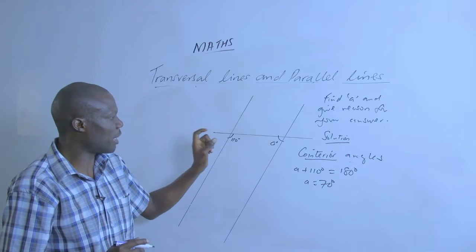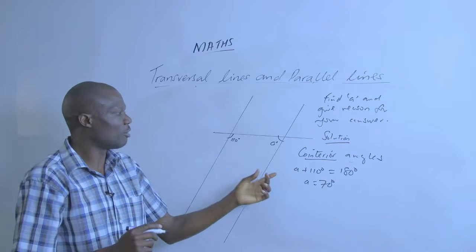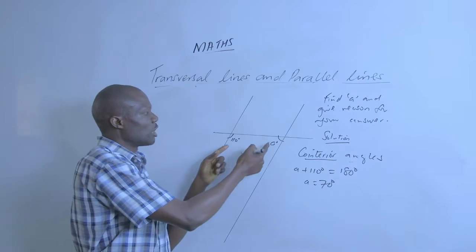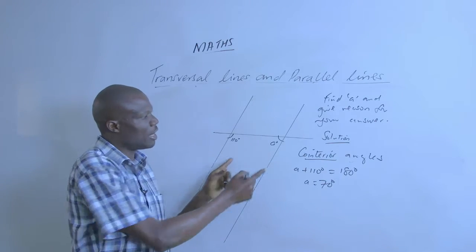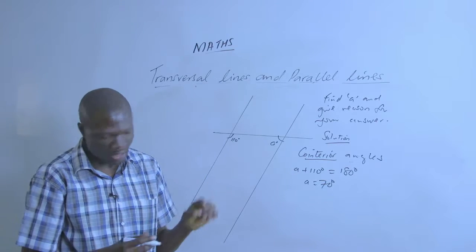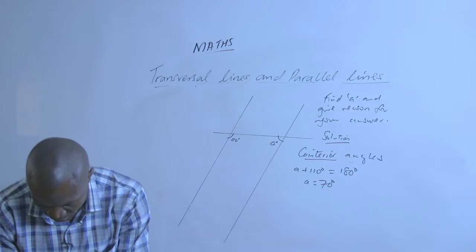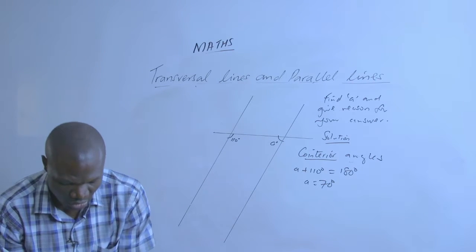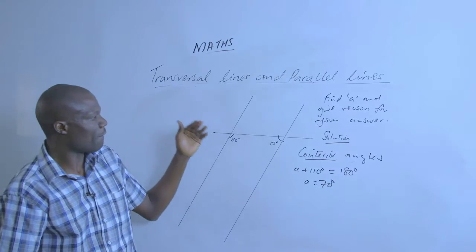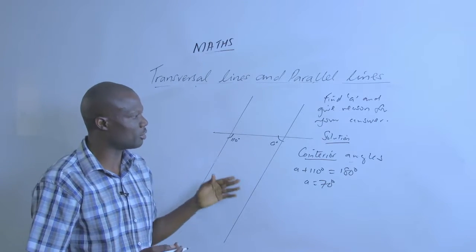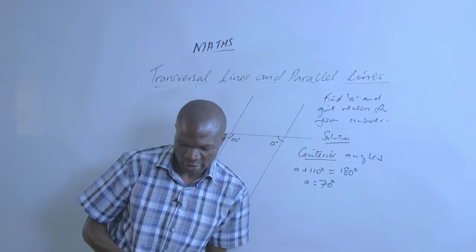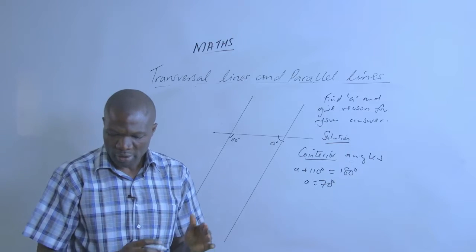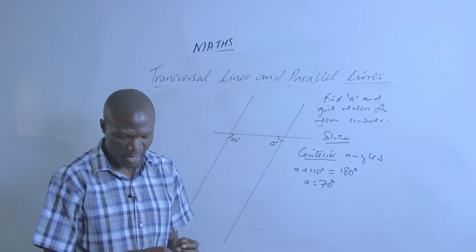in two parallel lines form a supplementary, which implies that A plus 110 is 180. So we've been able to get A because they are co-interior and they form supplementary angles. So this is how we can solve questions related to co-interior angles, alternate angles, and corresponding angles. Next, I want us to look at proving that two lines are parallel.